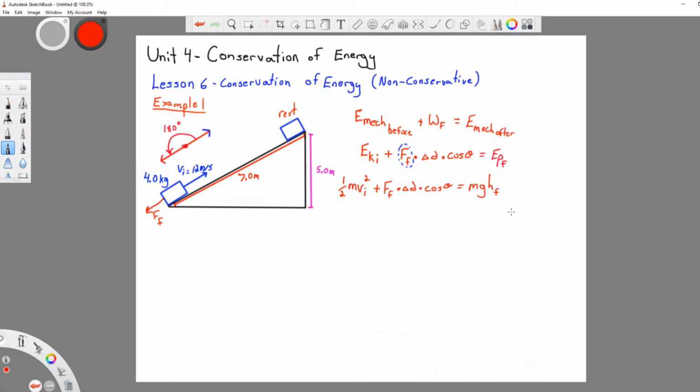Let's check which values we have and which values we need. Mass, got it. Initial velocity, got it. Alright, 2 down. Force of friction, we're solving for. Displacement, right here, 7 meters. Cos theta, this is going to be cos 180. So got it. Mass, little g. Final height. Well, look at that. We have every term already. We just need to plug them in and solve.